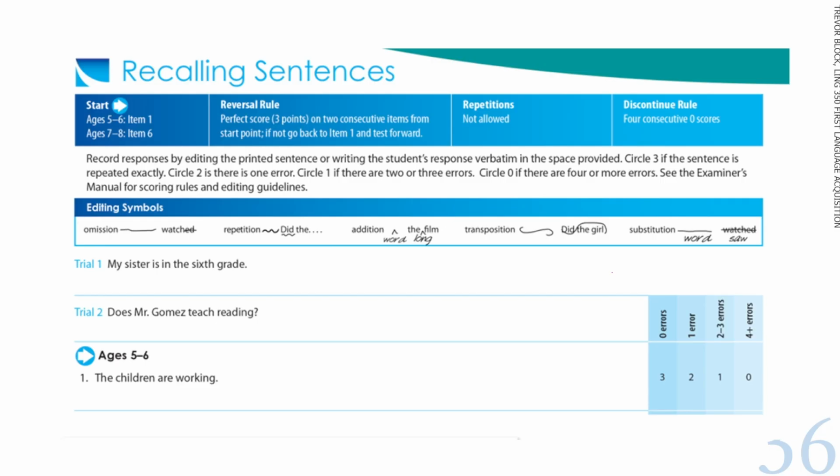So I say, my sister is in the 6th grade. Maybe a young kid would say "sister in 6th grade" or "sister in grade." So there'd be a bunch of different errors there. But you'd expect a child around the age of 6 or 7 to say, yeah, my sister is in the 6th grade.